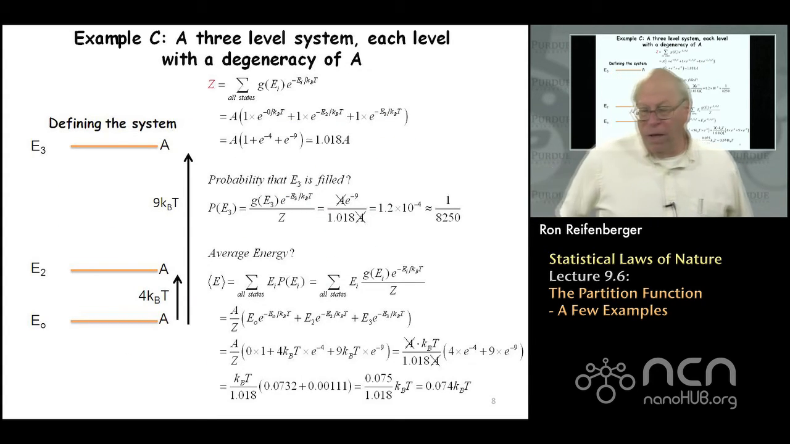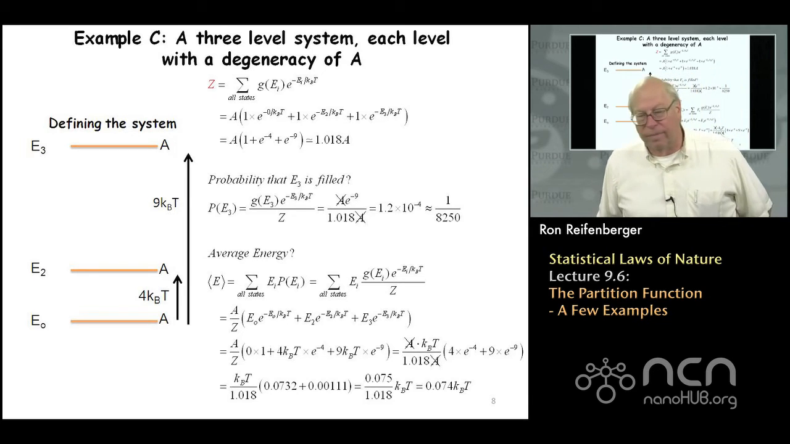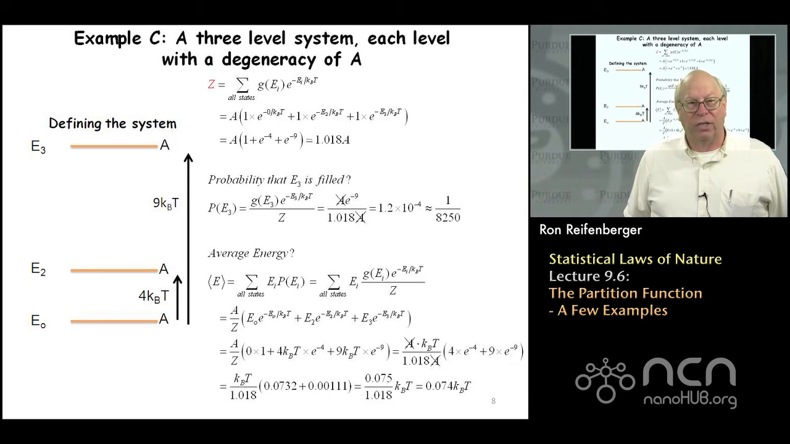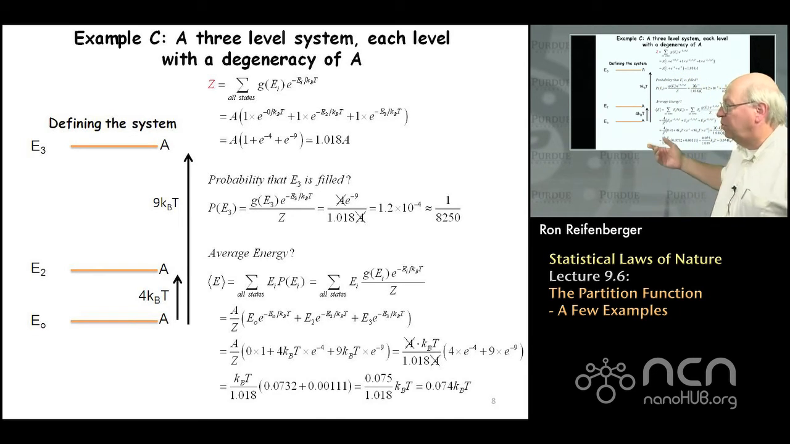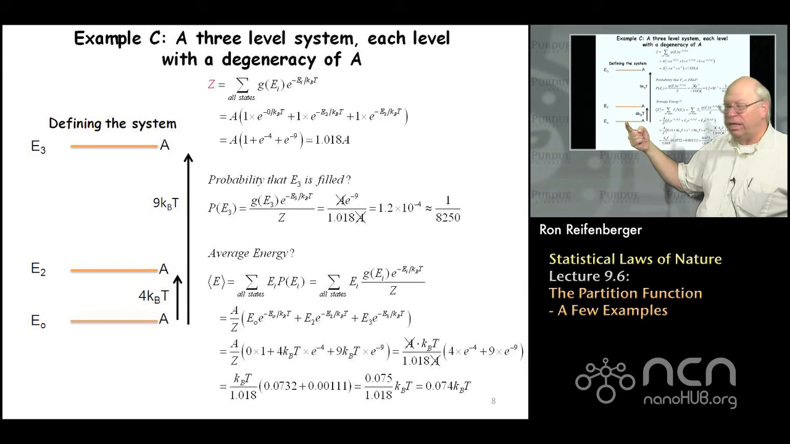The third example I wanted to discuss is a situation that I kind of cooked up artificially, and I wanted to use it to discuss the effect of the degeneracy of each quantum state. So let's review the system very quickly. The system has 3 energy levels. I call it E0. This is the ground state. Then there's an energy level E2 and an energy level E3.